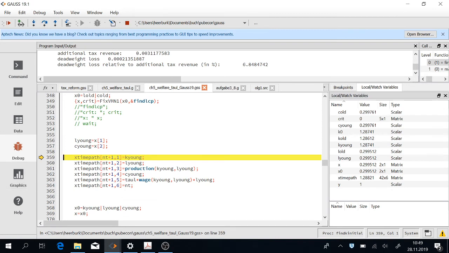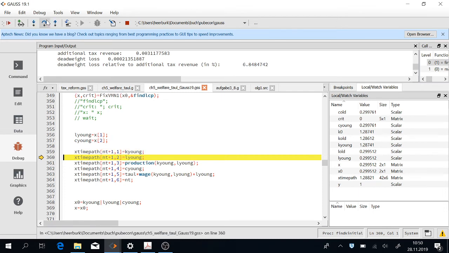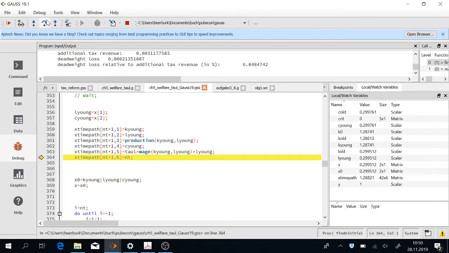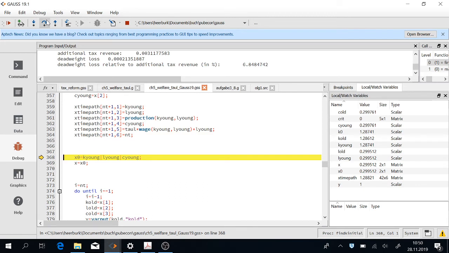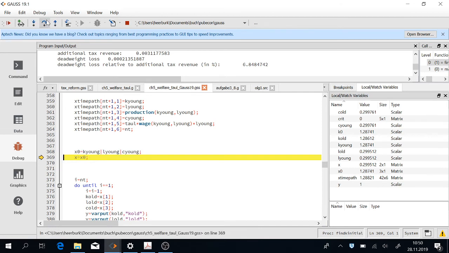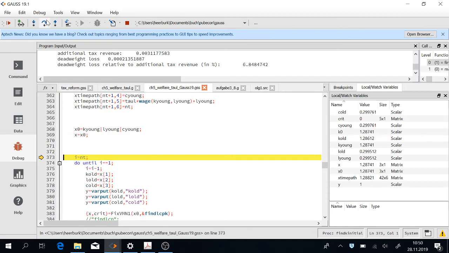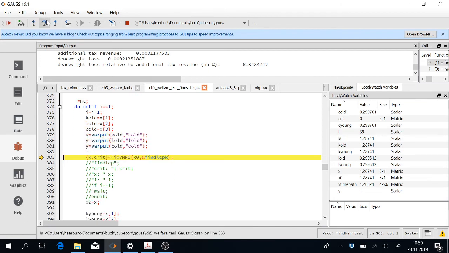So labor in period 40 is equal to 0.2995 and consumption in period 40 is equal to 0.2997. We store the values of period 40 in the matrix x time path in the row 40, 41 and in the columns 1 through 6 for capital stock, labor, production, consumption, tax revenues and the period. And now we get to step 5.2 where we compute the value of the variables k, l and c in period t for given values of these variables in period t plus 1. So this is done in the procedure find LCPK.